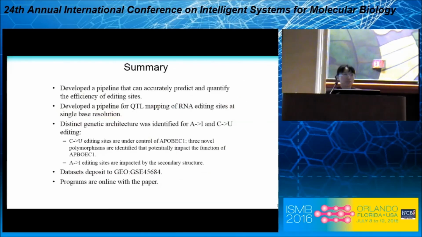So just a brief summary. I developed a pipeline that can accurately predict and quantify the editing sites and do QTL mapping at single base resolution. Distinct genetic patterns were found for the 2 types of editing. C2U editing is under control of Apobec1, and 3 novel polymorphisms were identified in Apobec1 that probably impact its function and further control all the C2U editing sites. And the secondary structure is very important for A2I editing sites. The dataset is deposited, and the program is online with the paper.